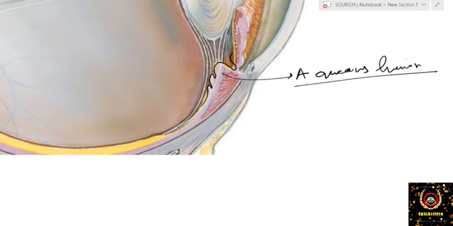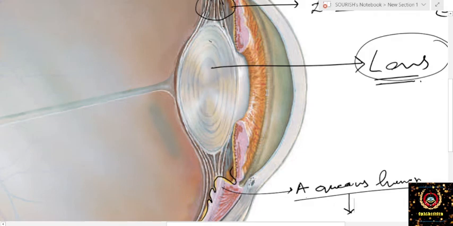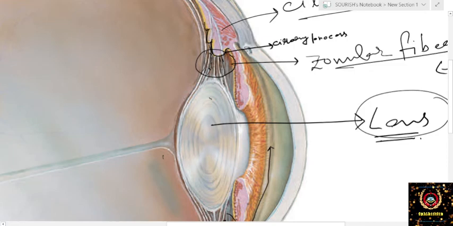Now we'll go to the next part. I have told you this aqueous humor is produced from these ciliary bodies. Now this aqueous humor has a specific pathway inside this portion of the eye. From here it will be produced and then it will go like this.